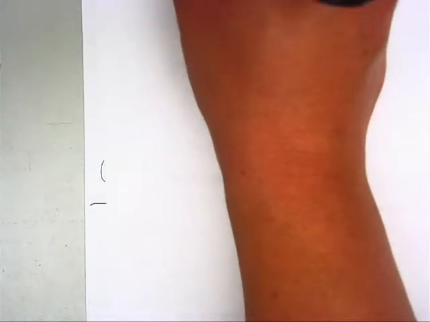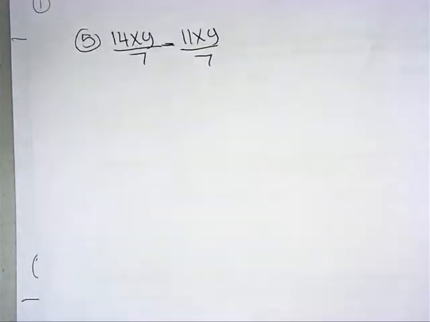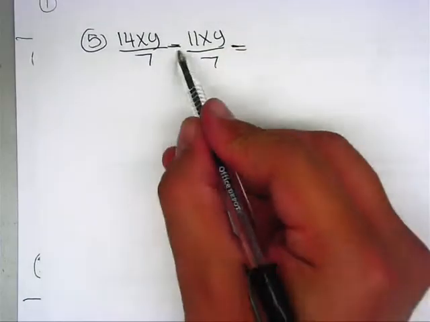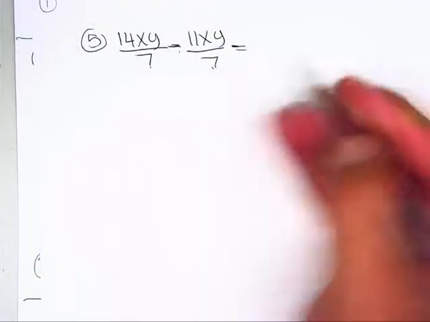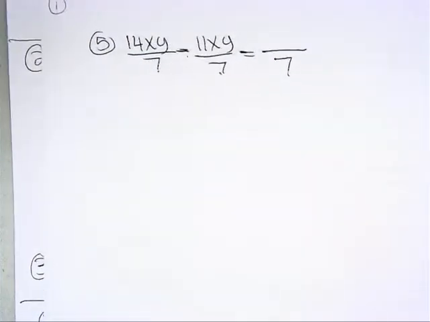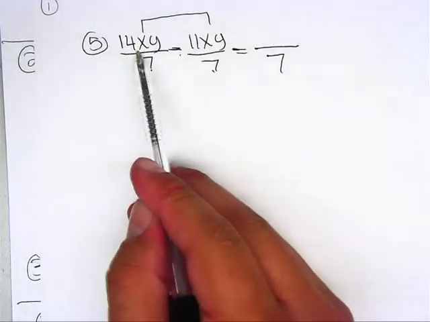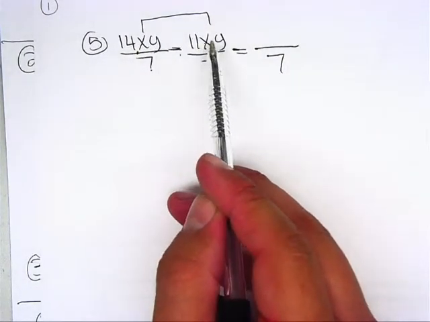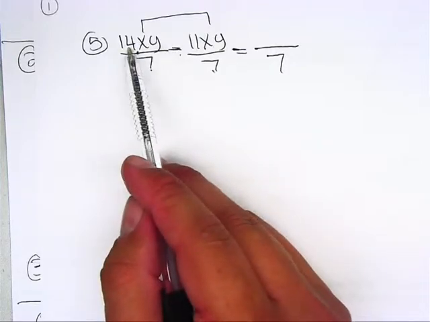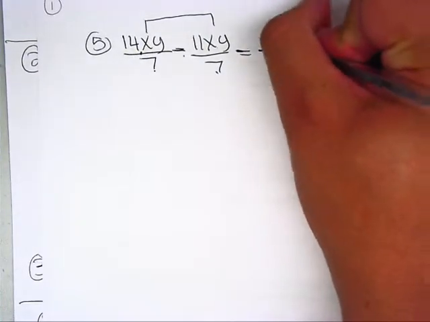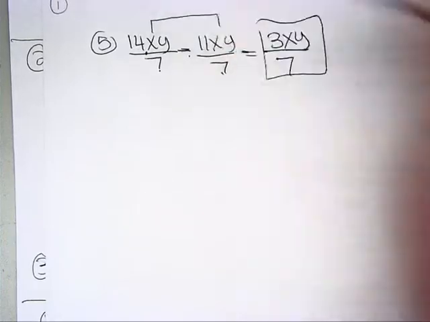Final question on 13.0's review was 14xy over 7 minus 11xy over 7. This is a subtraction problem. I need to see if I have common denominators. I do. So our answer is over 7. Now combine like terms. 14xy subtracted 11xy. These are like terms. So 14 minus 11 is 3xy. There's our answer.